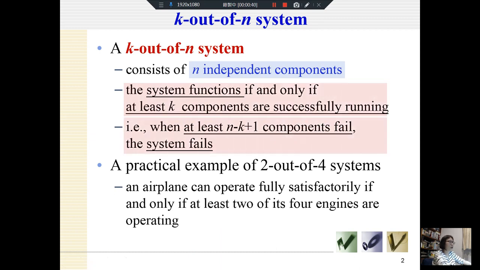First, we show a K-out-of-N system to you. A K-out-of-N system consists of N independent components. The system functions if and only if at least K components are successfully running. That is, when at least N minus K plus 1 components fail, the system fails. We can present a practical example of a 2-out-of-4 system. Consider an airplane that can operate fully satisfactorily if and only if at least 2 of its 4 engines are operating.